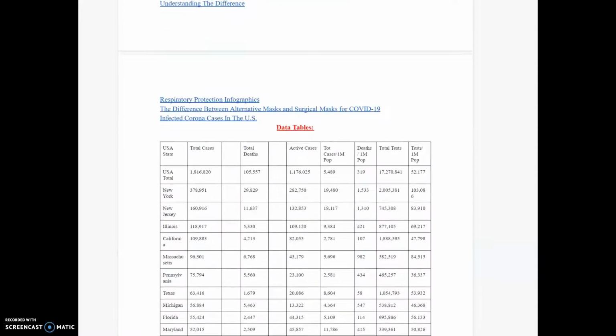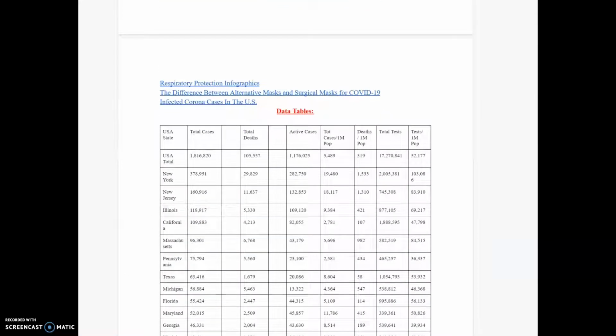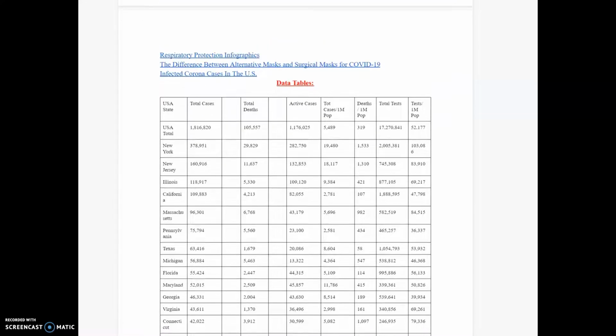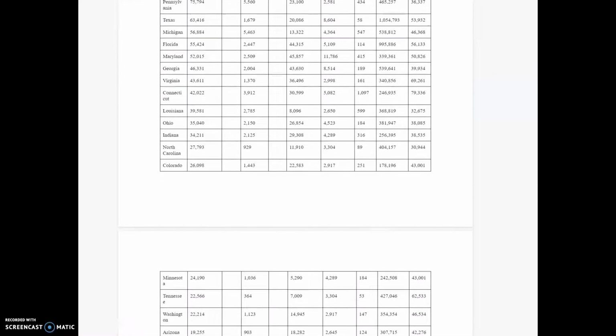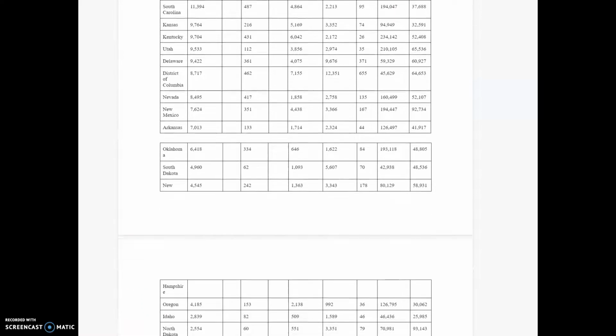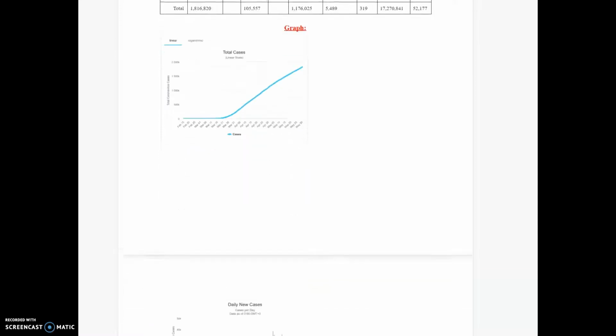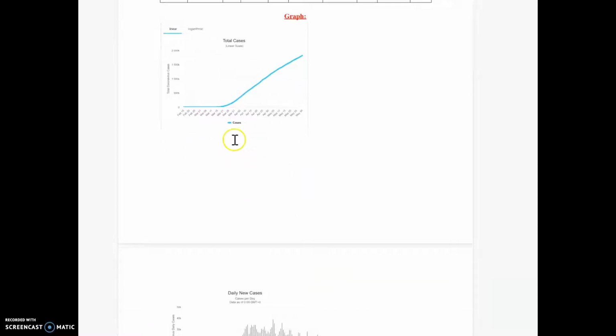Let's move down further. And down here, there are a whole bunch of data tables, and we start here, and we go through a couple of pages of this. I'm going to come back, and you can look at this. And there is a graph. I believe this is from February through May. And this is the total number of cases that she's providing us here.